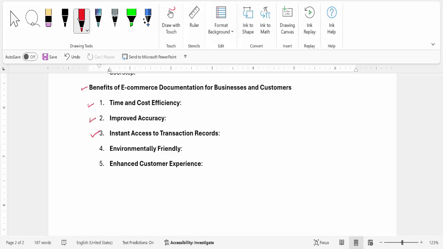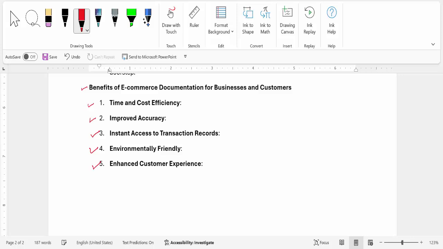3. Instant access to transaction records. Both customers and businesses can easily access digital records at any time. Customers can quickly retrieve purchase details or request returns, while businesses can track orders and manage inventory seamlessly. 4. Environmentally friendly. By reducing the need for paper, e-commerce contributes to environmental sustainability. The switch to digital documentation means fewer trees are cut down, and there's less waste from printed documents.